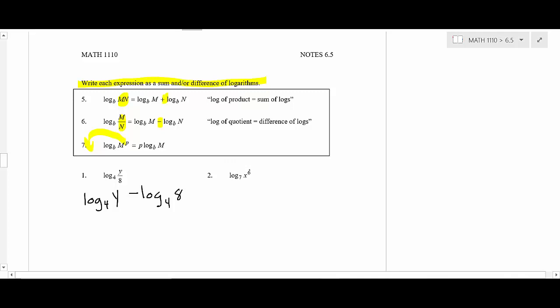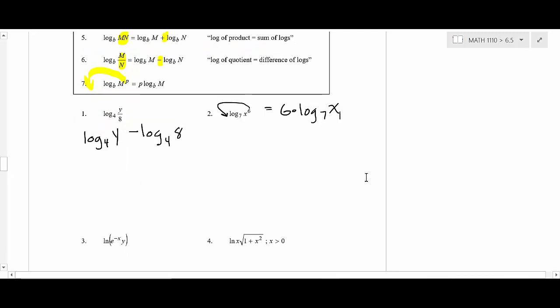Okay, the next one, what can you do with the 6? You can bring it in front. Okay, that's what property 7 says. So that would be 6 times the logarithm base 7 of x. Okay, just trying to get you comfortable with logs. We'll put these to work here in 6.6. In this section, we're just learning them.